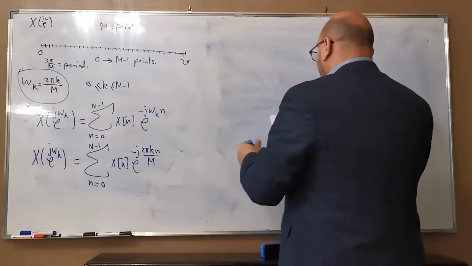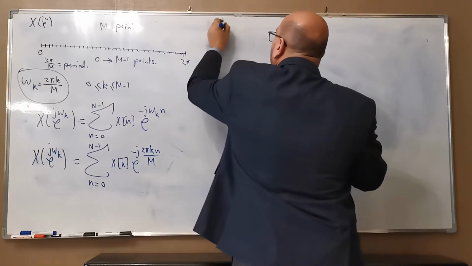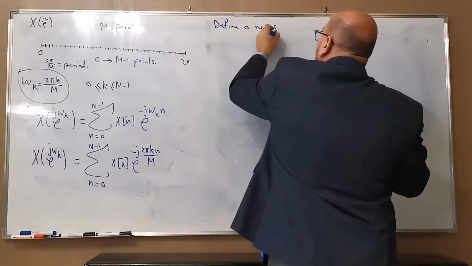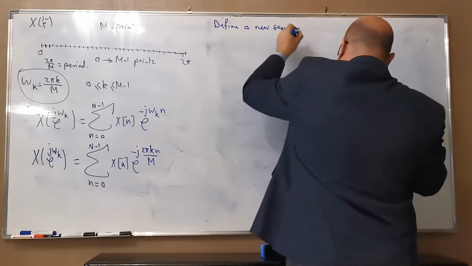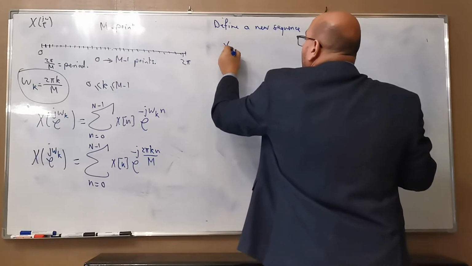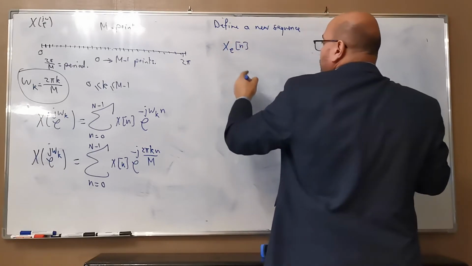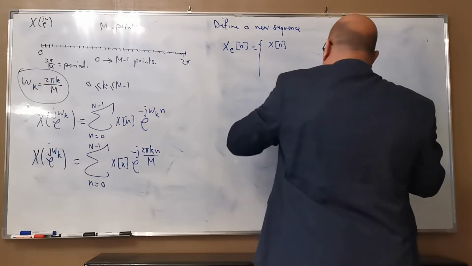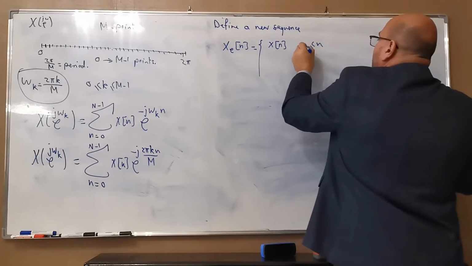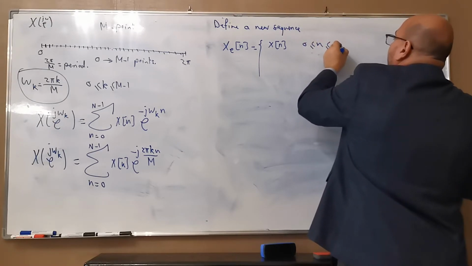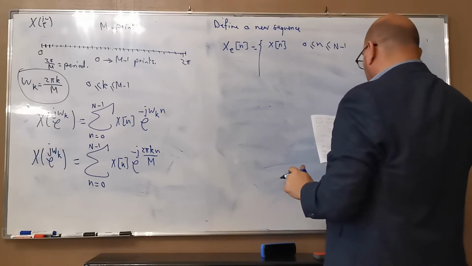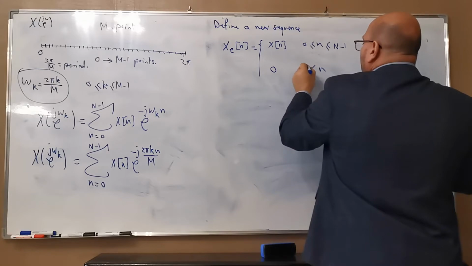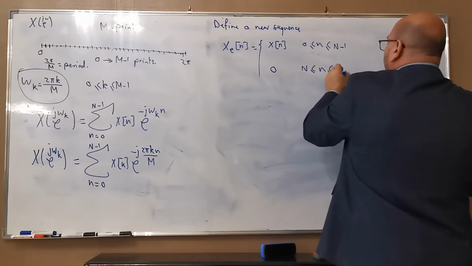Okay, I'm going to define a new sequence, x extended of n. So x extended of n is equal to x of n, the original x of n, for n between 0 and N minus 1. So the same sequence. And it will be zero padded for n greater than or equal to capital N, up to m minus 1.